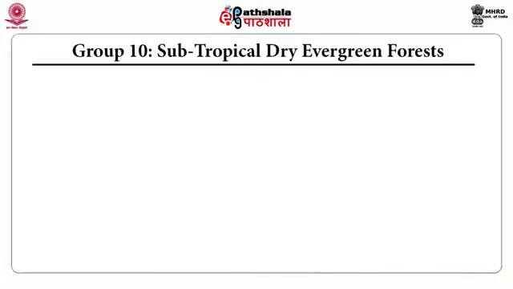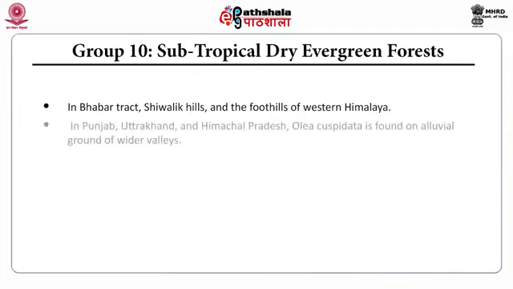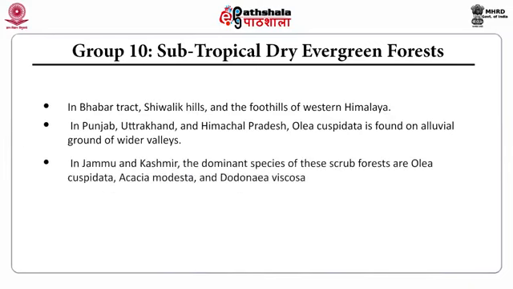Group 10, the subtropical dry evergreen forests in the Bhabbar tract, the Shivalik hills and the foothills of western Himalaya in Punjab, Uttarakhand and Himachal Pradesh. Olea cuspidata is found on alluvial ground on wider valleys. In Jammu and Kashmir, the dominant species of these scrub forests are Olea cuspidata, Acacia modesta and Dodonaea viscosa.